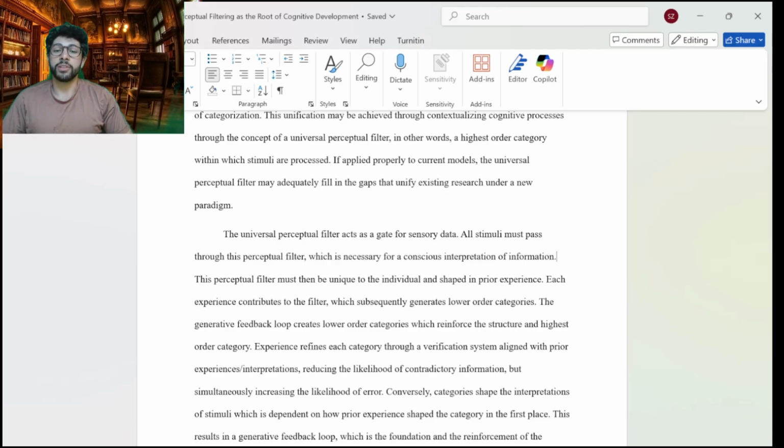But the point that I'm making here is just that we have a perceptual filter that exists at the top of a hierarchy of categories. And this category at the top filters every single thing that we experience, and it applies our interpretation of information through that filter.